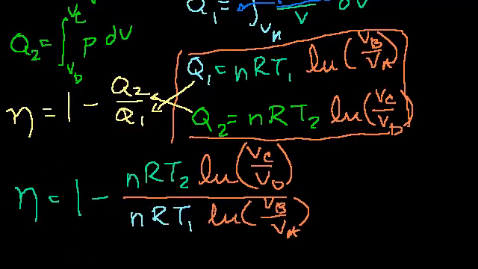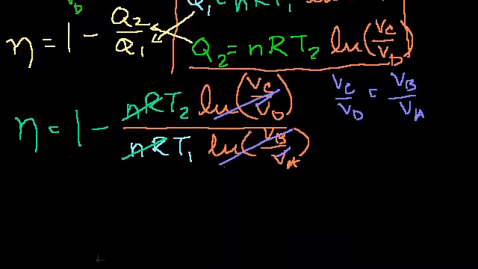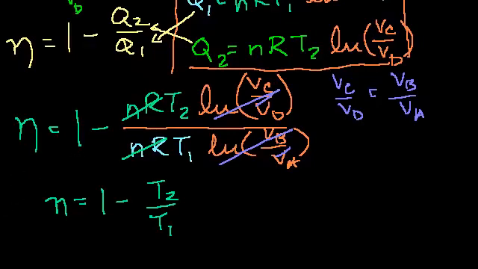Now, we can do a little bit of canceling. Obviously, the n and the R's cancel. And now we have these natural logs. But I had a whole video dedicated to show you that VC over VD is equal to VB over VA. Now, if we know that these are equal, then the natural logs of them are equal. So we can just divide. And what are we left with? We're left with the fact that efficiency can also be written as 1 minus T2 over T1 for a Carnot engine. For a Carnot engine.